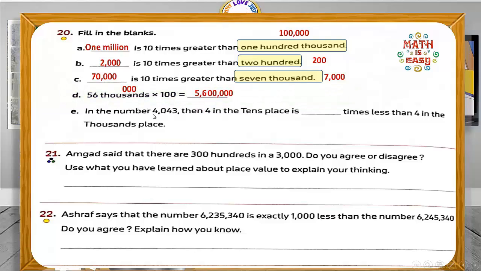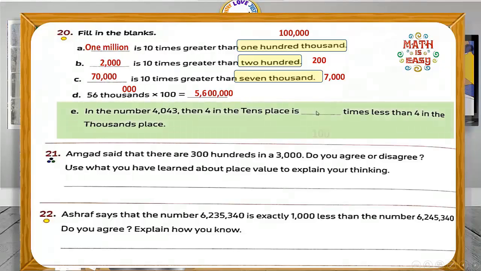In the number 4043, then the 4 in the 10th place. Where is the 10th place? Here. He asked about this 4, and we have another 4 in the 1000th place. The 4 in the 10th place is what times less than the 4 in the 1000th place: 10 or 100 or 1000? Look here, to move to 1000, you should go 2 places, so you should write 100, 2 zeros.